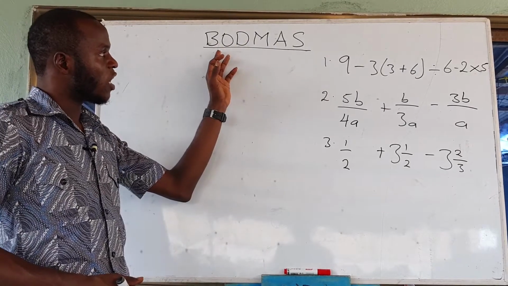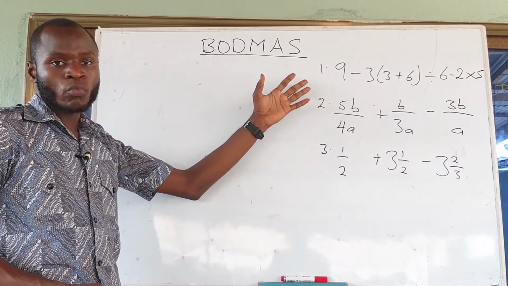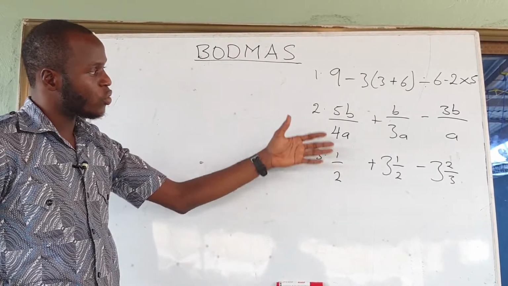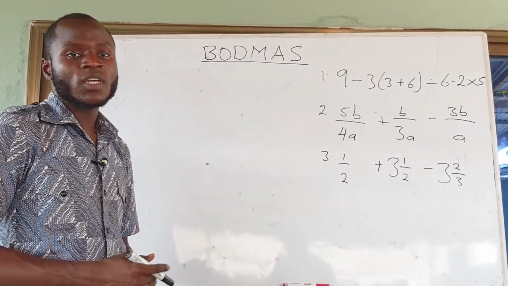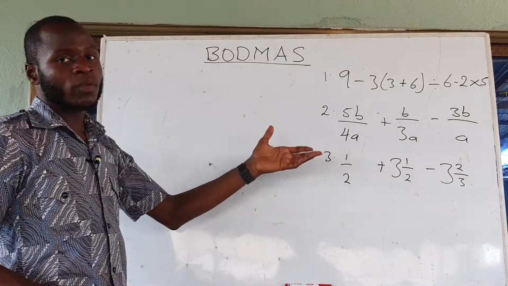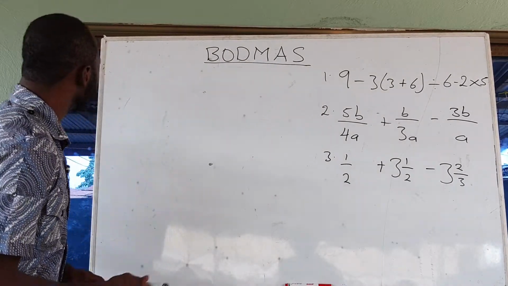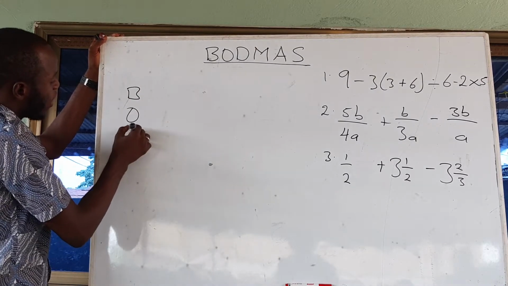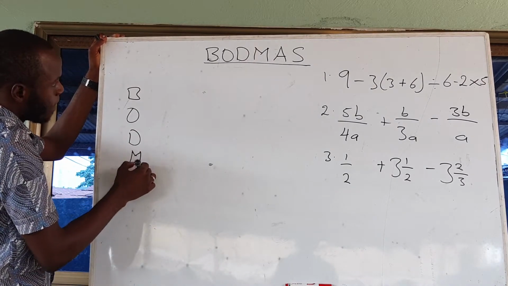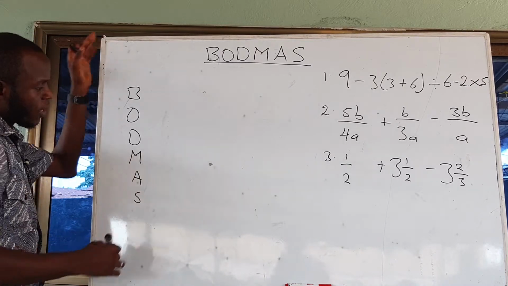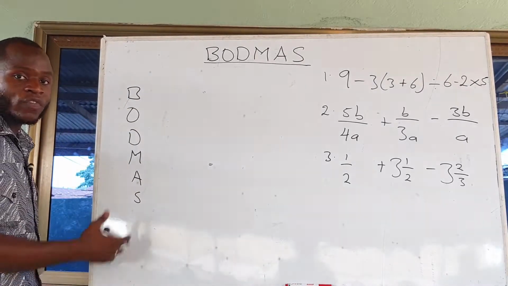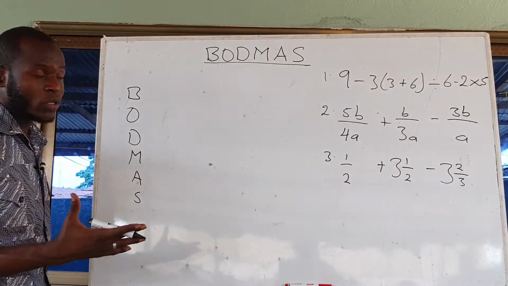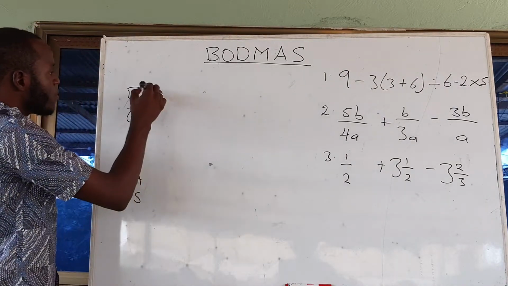It's an abbreviation of certain words, and then what we use them for. And we have these three questions which we'll be using to further explain what Bodmas is. Firstly, we have Bodmas, which is B, O, D, M, A, and then S. What are the meanings of these letters so far as Bodmas is concerned? Now the first one is B.